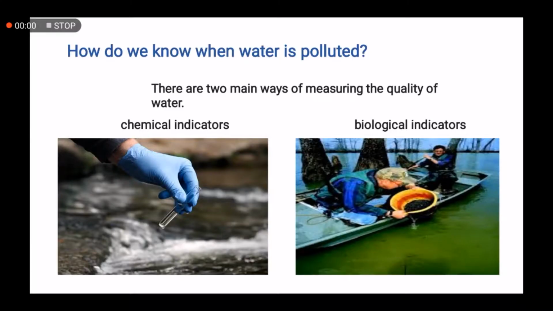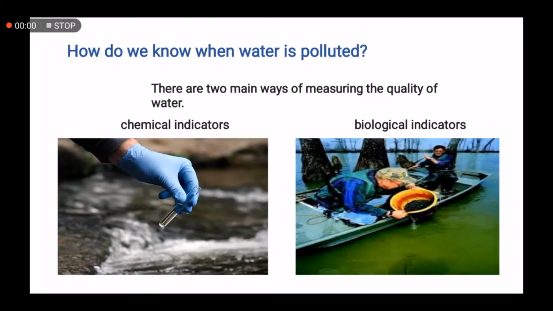How do we know when water is polluted? There are two main ways of measuring the quality of water. First is the chemical indicators. If the chemicals are dangerous or the concentrations are too great, we can regard the water as polluted. Measurements like these are known as chemical indicators of water quality.